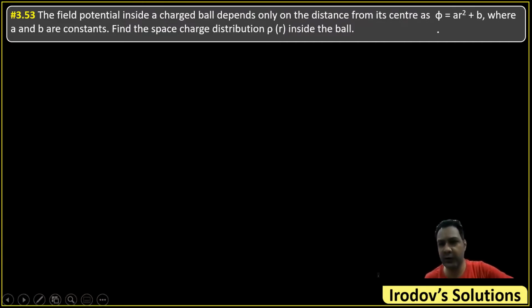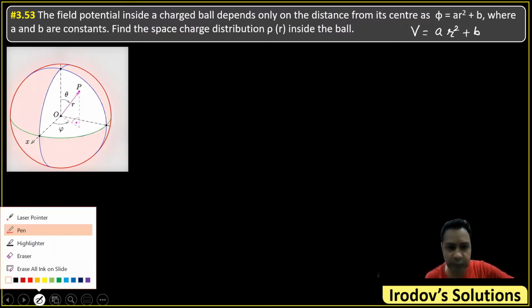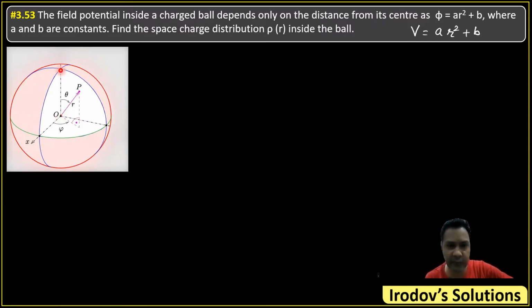So here, for the sake of simplicity, I will write phi as V, which we normally write for the potential. So my potential as a function of r is ar square plus b, and this will be solved in the spherical coordinate system. A general point can be represented by three coordinates: small r, the distance from the origin, and theta, the angle from the z axis, and the projection of point P on the xy plane is, say, P dash, and this line OP dash has an angular position phi.